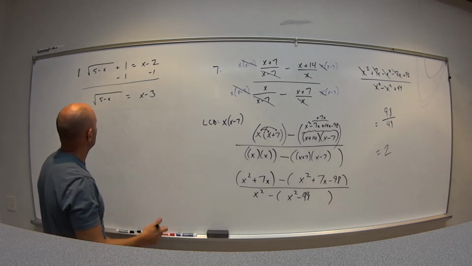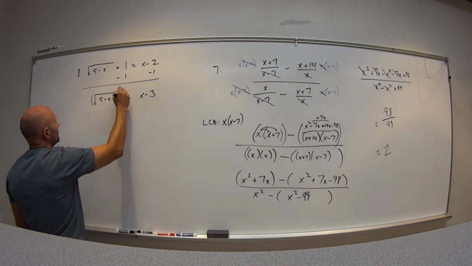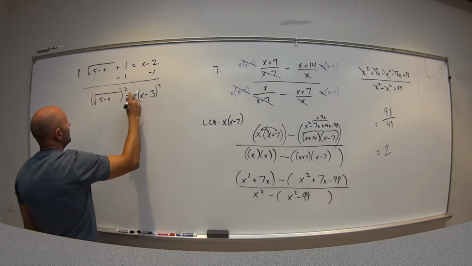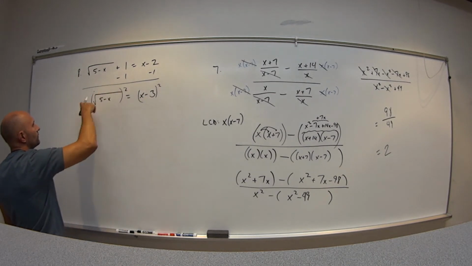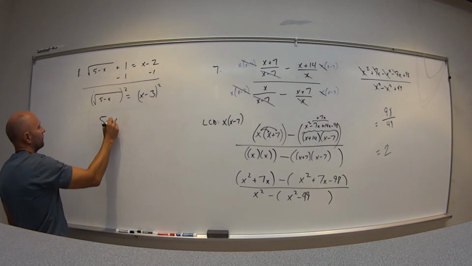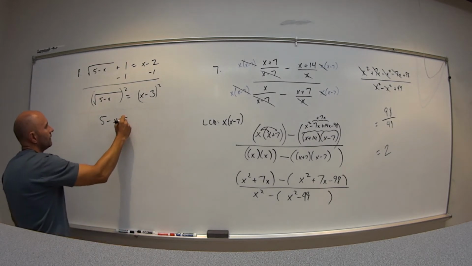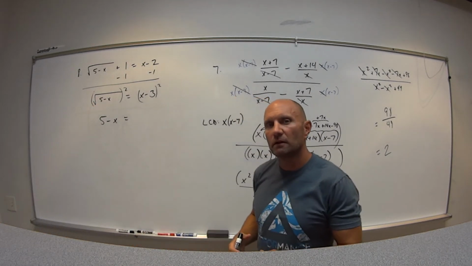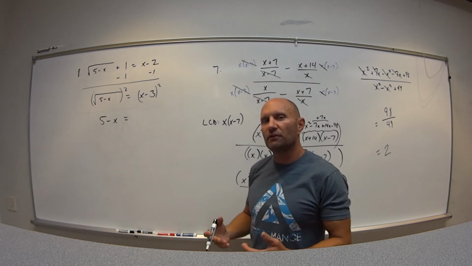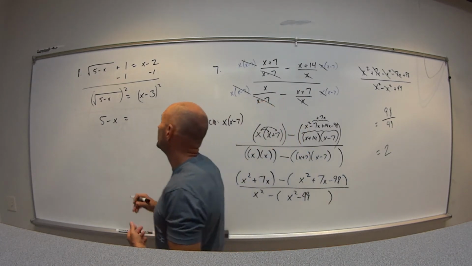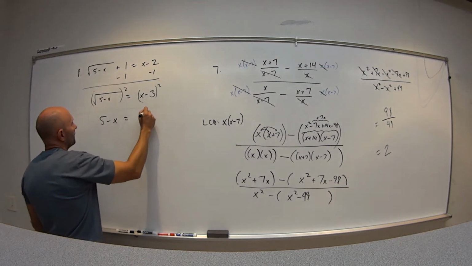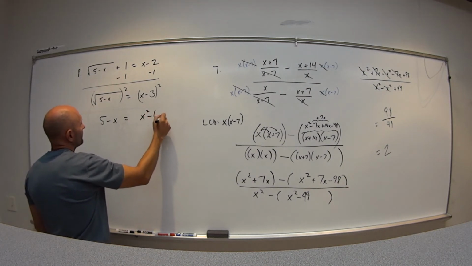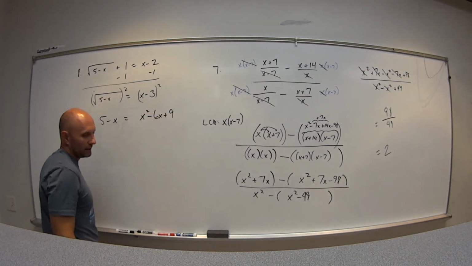Now my next step is to what? It's to square both sides. So when I square the left, the square takes out the radical, so I just get 5 minus x. And what do I get on the right side? Think about it for a second. Tell yourself in your head, say it out loud. It's what? It's x squared minus 6x plus 9.